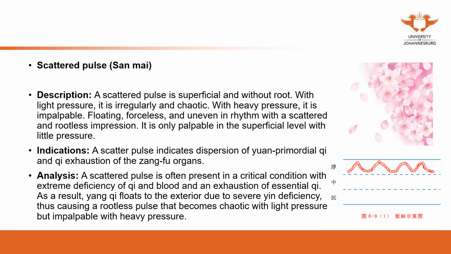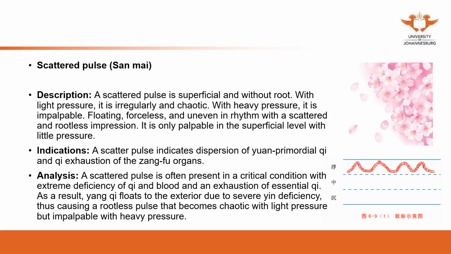Scattered pulse. By the way, the name in the brackets is the Chinese name, San Mai. Mai is the pulse. Scattered pulse is superficial without root with light pressure. It is irregular and chaotic. With heavy pressure it is impalpable. It is floating, forceless, and uneven in rhythm, with a scattered and rootless impression. It's only palpable at the superficial level with little pressure.